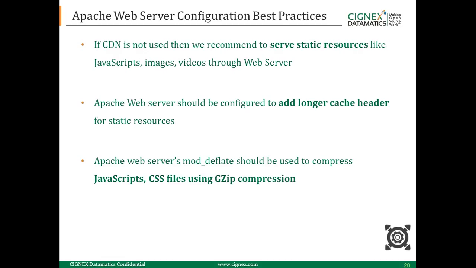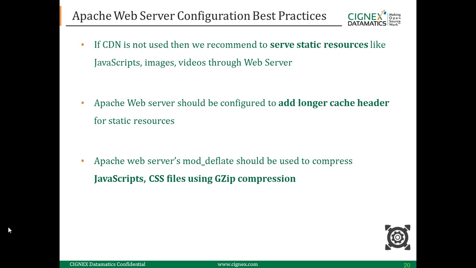The previous configuration best practices that we looked at were related to the Liferay application server. There are also some configuration best practices for Apache web server. It is always recommended to serve your static resources using a CDN. If a CDN is not used, then we recommend serving them through the Apache web server. Apache web server should be configured to add longer cache headers for static resources so that they are cached for a longer period in your Apache web server and it does not have to make calls frequently to the app server to get the static resources.